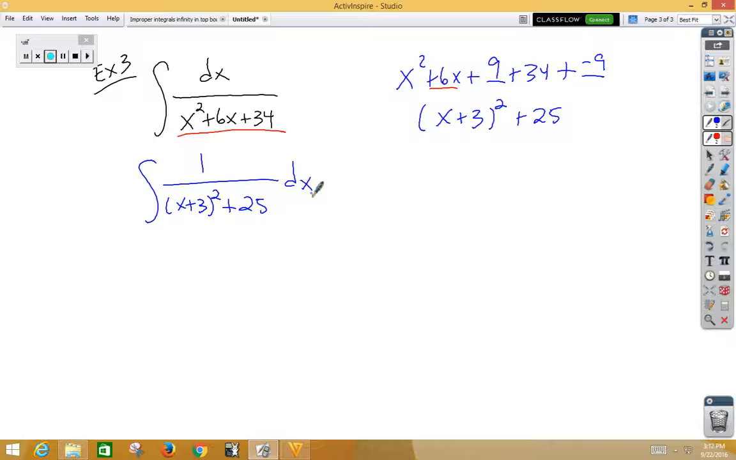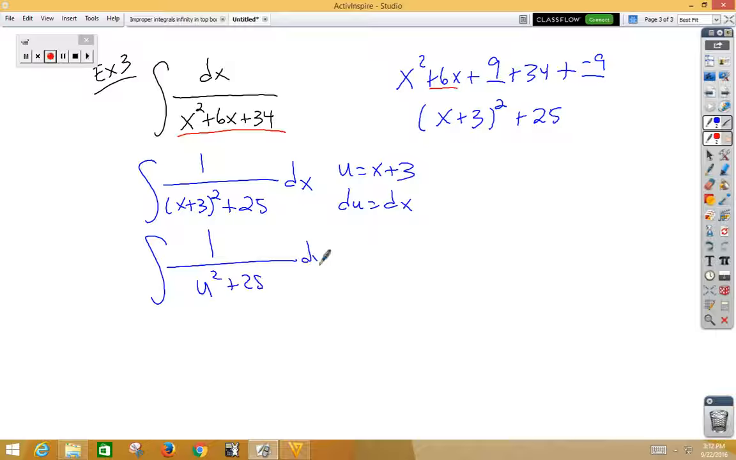Thank you. U is the inside function of x plus 3. du is dx. So now we have the integral of 1 over u squared plus 25 du. The 25 is in our way, so let's divide the 25 everywhere. We could go ahead and push that 1/25 out if we want. So a 1/25 integral 1 over 1/25 u squared plus 1 du.